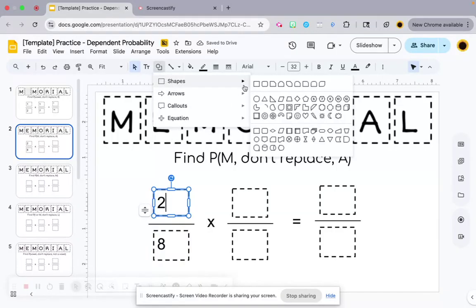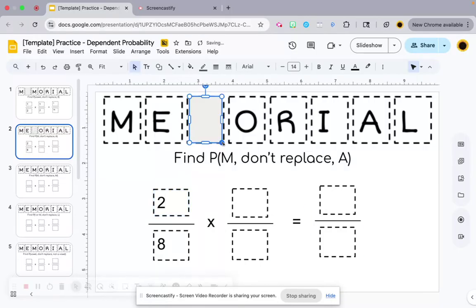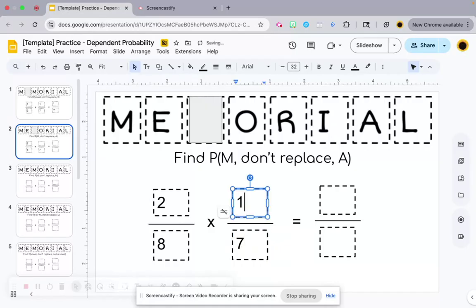Now, I don't replace the M. So this one gets taken, and it does not return to the pile. So my pile now has 1, 2, 3, 4, 5, 6, 7. So the denominator for the second event goes down to a 7. And out of those 7, I want an A. Looking at the remaining letters, I only have one A, so my numerator is a 1.